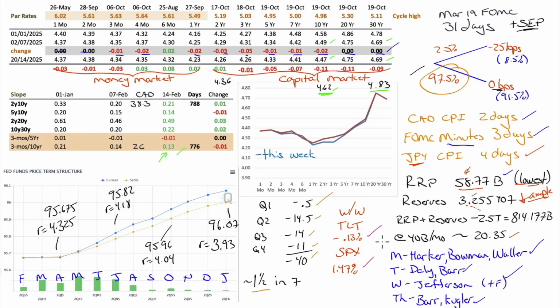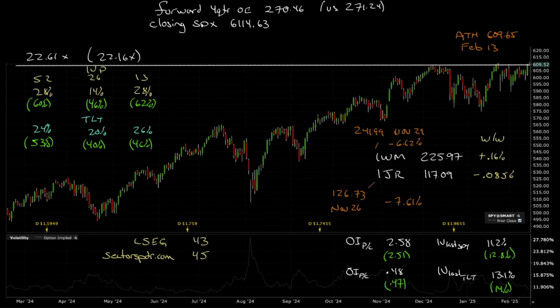And SPX up 1.47. Moving over to the S&P 500, our proxy for beta. Another all-time high. That happened on February 13th, 609.65, and on February 14th, it finished at 609.52. No appetite to bring it up 14 cents to hit another all-time high.